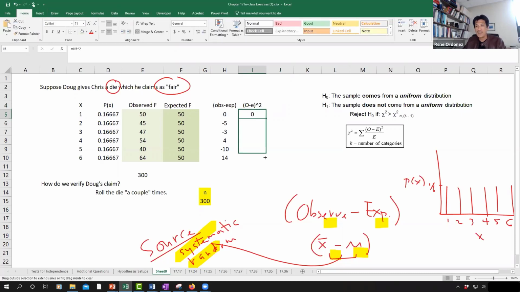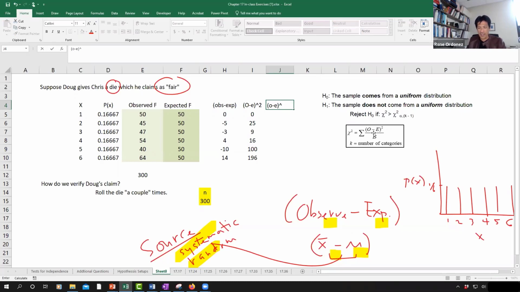And we'll copy this. Okay, and in this next column, I'm going to divide that squared difference by the expected frequency. So I'm just going to write this O minus E squared divided by E. So that would be this cell divided by the expected frequency. All right, so that's still 0. And copy this down.